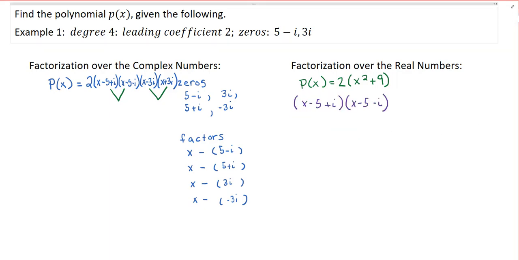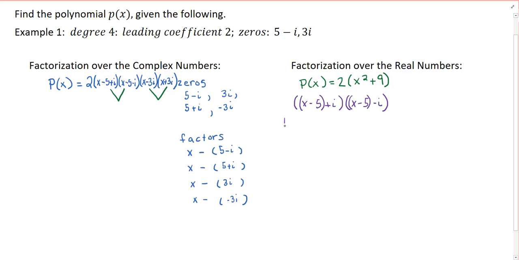So when we take the second pair, notice this is a little more complicated looking as far as our factors. In fact, what I'm going to do is I'm going to group so that the imaginary piece is by itself. So I'm going to group this x minus 5 together and leave the imaginary piece by itself. And then I'm going to do the same thing for that second factor. And this is how I'll always do it.